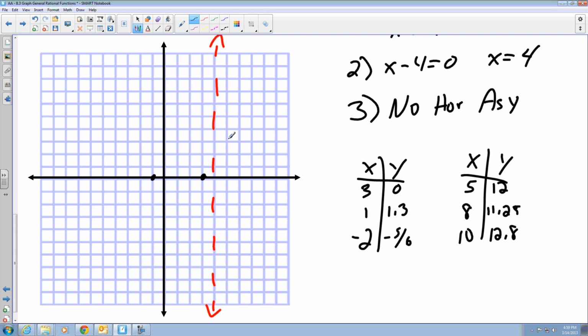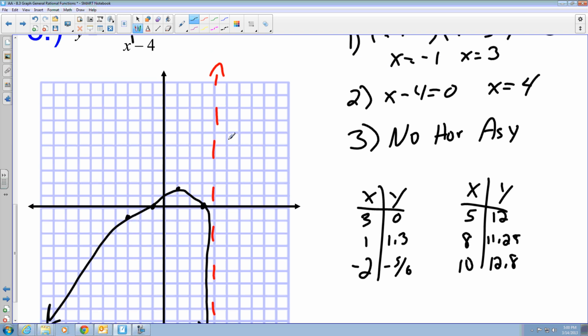So I already plotted the 3, 0 because that's one of the intercepts. 1 and then 1.3, so I'll say that's right about here. And then negative 2, negative 5, 6, or something like that. So that first part of the graph is going to look something kind of like this. And then for the next part, I'm going to have 5 and 12, so that's somewhere up here. I got 8 and 11, so that's something up there, and then 10 and 12, so it's kind of off the graph a little bit, but you kind of get the idea of what we're trying to do.